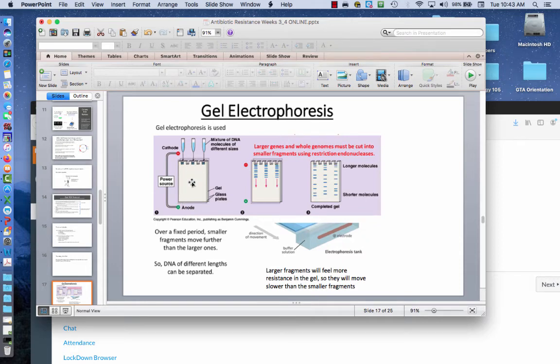Now, this movement is dependent on size. Small pieces of DNA move really, really quickly and will end up further down the gel over time, shorter molecules near the bottom. Larger and longer molecules take longer to snake through and move through the agarose gel, and so they remain up near the top as they take longer. And so what you get is basically a size separation of the DNA fragments after you run the gel.